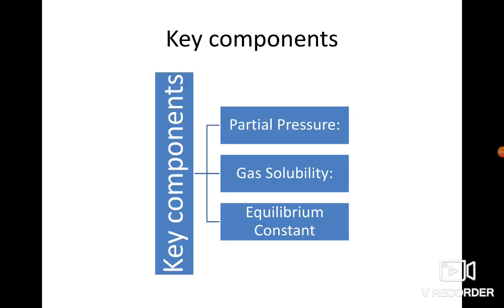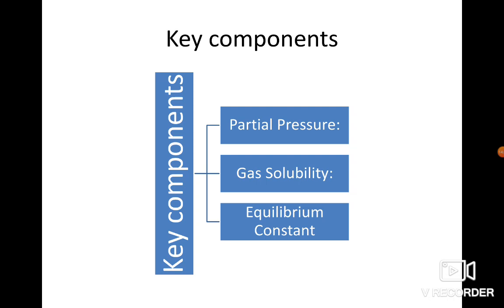Now what are the key components of Henry's Law? As we know, Henry's Law describes the solubility of gases in liquid, and the mass of the gas which dissolves in the liquid is directly proportional to the pressure applied by the gas. One is the partial pressure. If we are taking 2 gases, then the partial pressure of gas 1 and the partial pressure of gas 2. Then second is the solubility of the gas. How much is the solubility of the gas in that liquid?